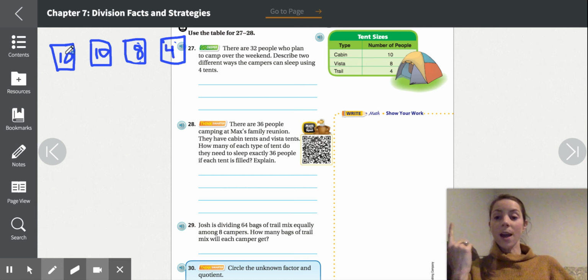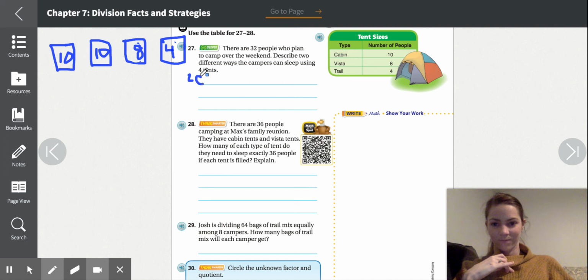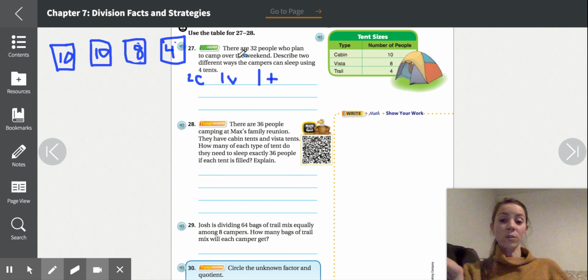So now all of them together would equal 32. 10, 20, 28, 32. So I'd have to tell all the tents I used. So I had 2 cabins, 1 vista, and 1 trail. Now that's just one combination. So now I have to figure out another way to do it.